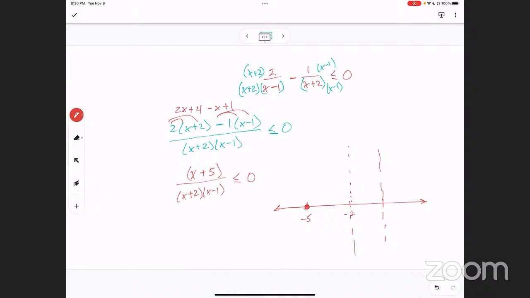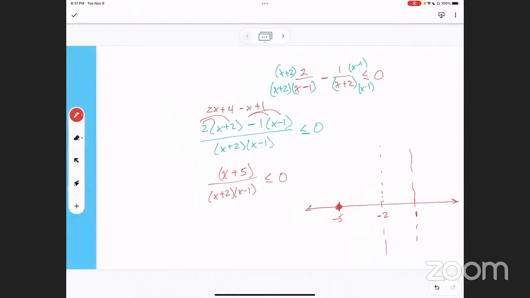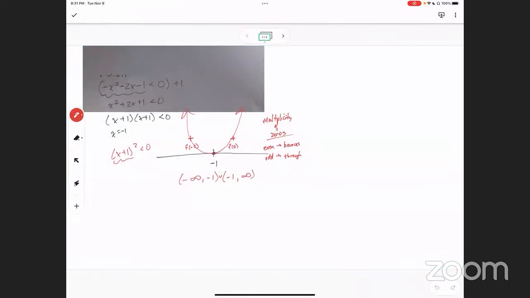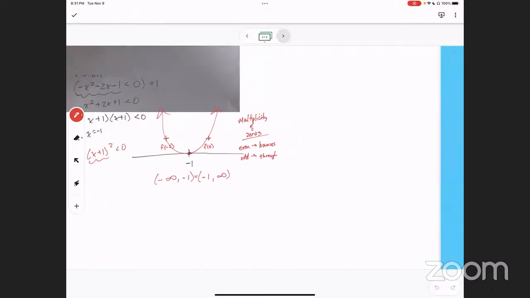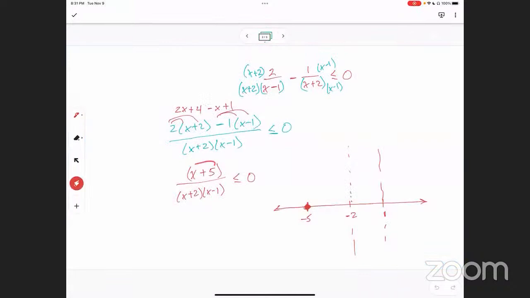And does it go through or does it bounce off of that? Just out of curiosity, do you know? Go through or bounce? Bounces. Let's go back and read the notes that I just gave you. The multiplicity of zeros. If they're even, they bounce. If they're odd, they go through. So is this multiplicity even or odd right here? Odd. So it goes through, right?